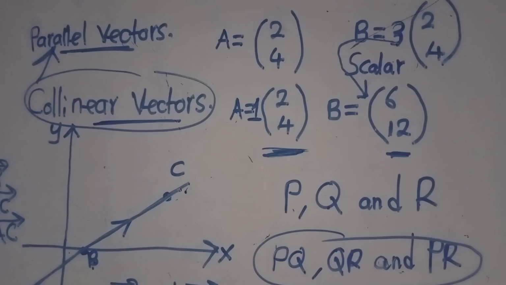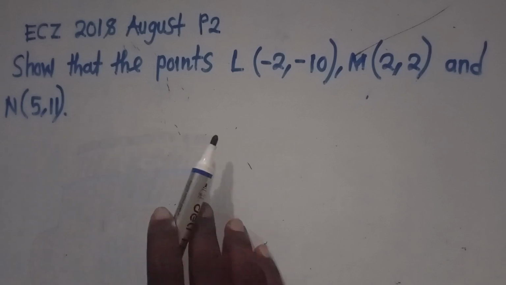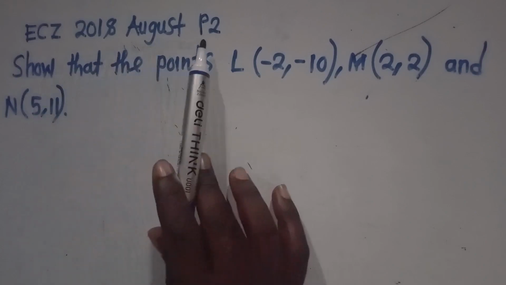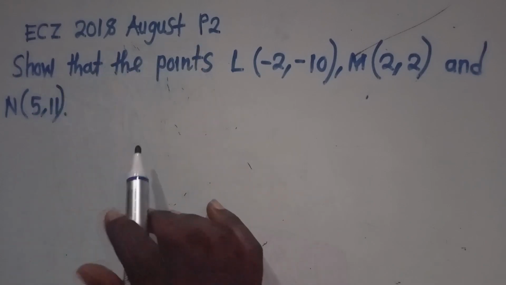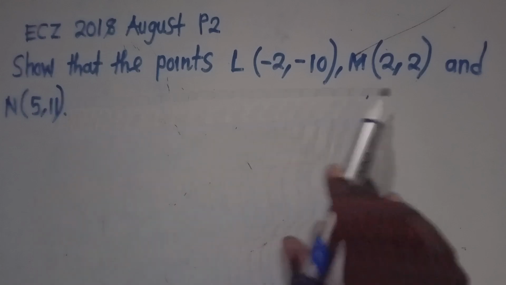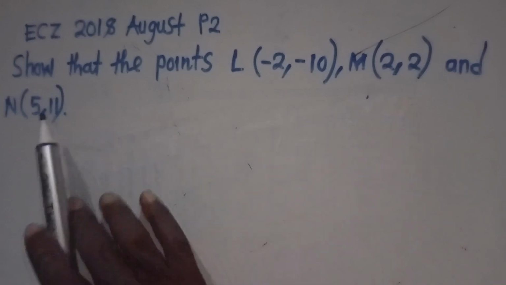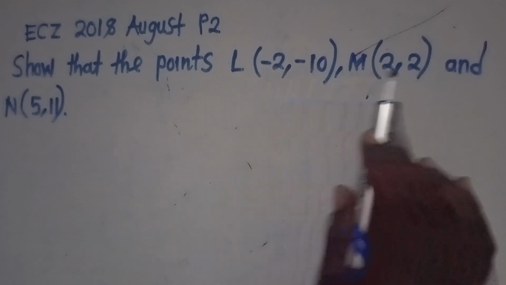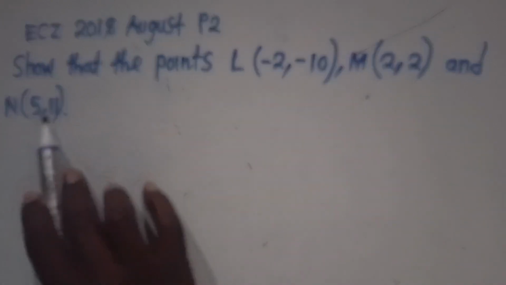So now, let us look at an exam question. We see how questions come in an exam. Just a simple exam question. So we've got this question here, ECZ 2018 August paper 2. So it came in 2018 for the GCE candidates. They are telling us to show that the points L, M and N, which are coordinates, are collinear.